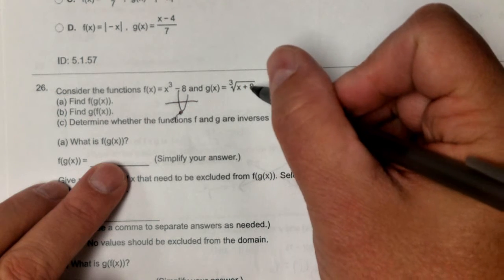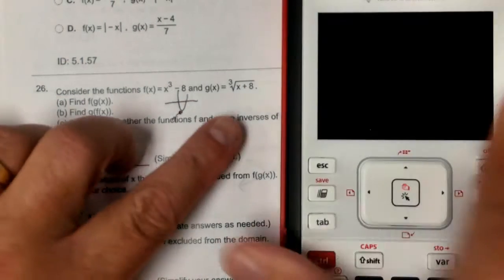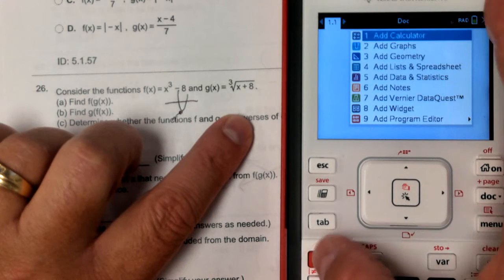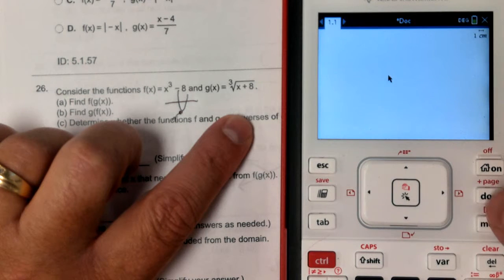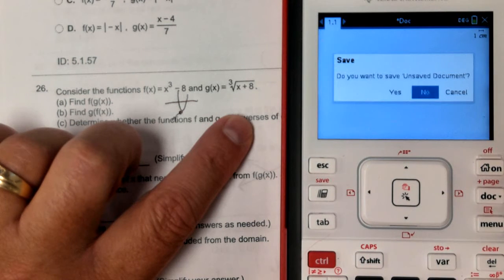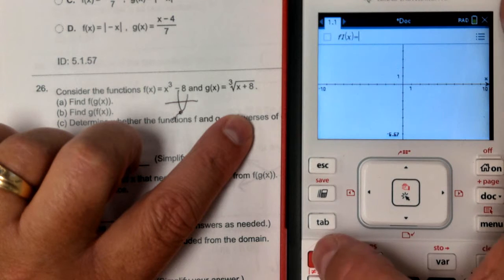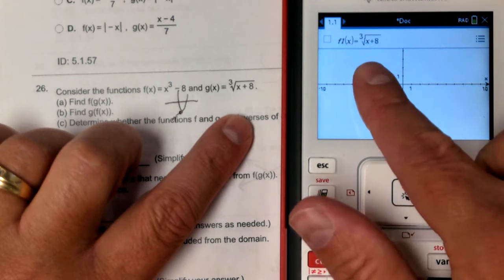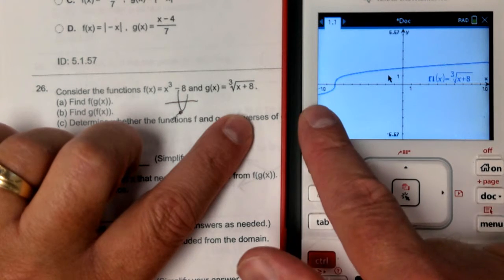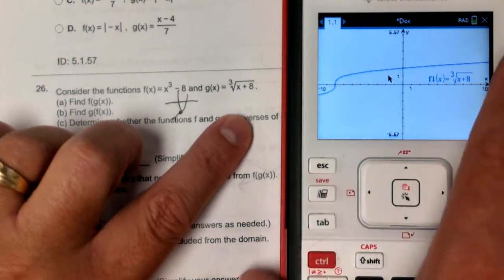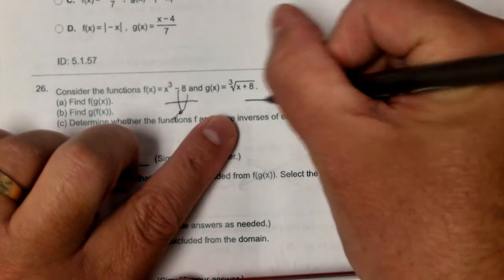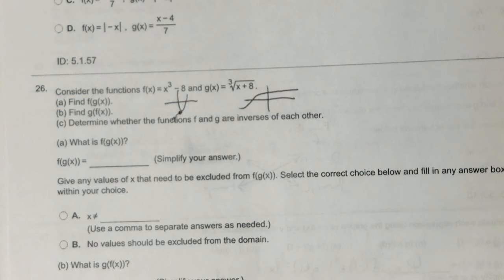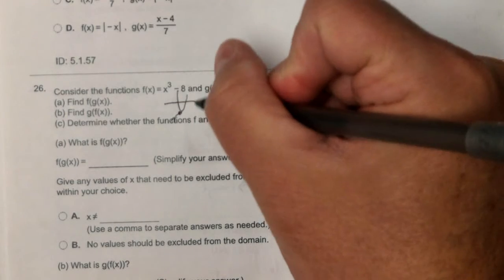And this function, let's graph that to be sure, on the cube root of x plus 8. I know it's going to be shifted left 8, which is over here. Okay, that's going to look like that, and it's all reals. Okay, so both of them are all reals.